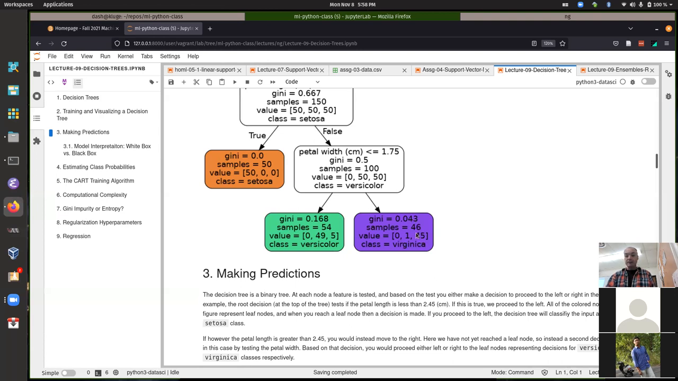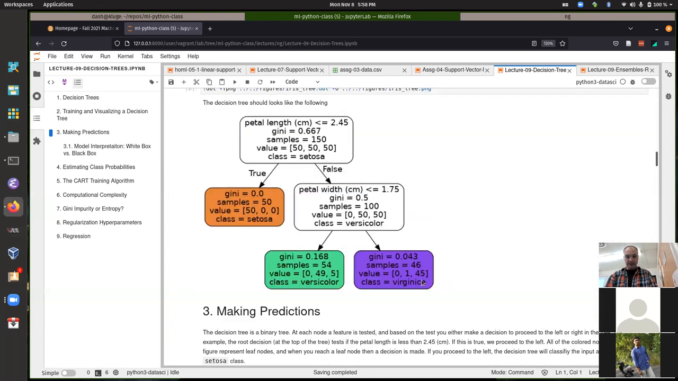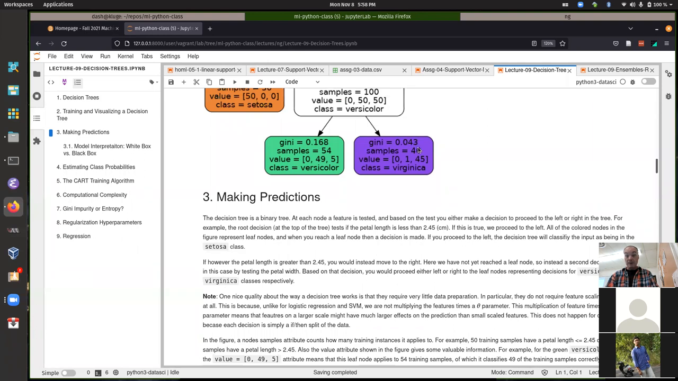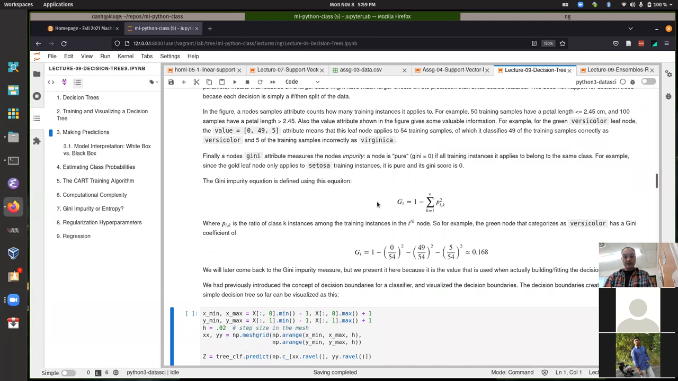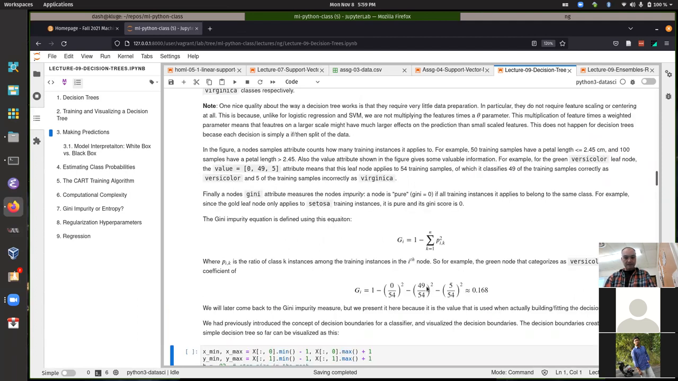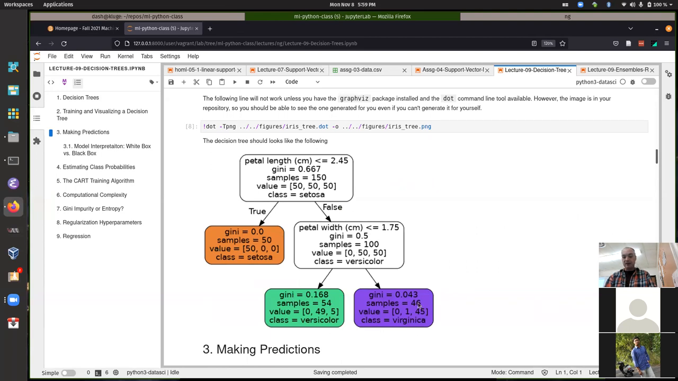This number is in relation to how pure the division is, so the impurity is meant to mean how pure it is that we have divided things up. Here we're predicting virginica, and we had 45 and only one of something else that was non-virginica, so that's going to end up with a really low number. Here it's a little bit higher because we had 49 out of 54, and we had five that weren't versicolor. It doesn't depend on what the correct class is versus the others. It's really just a measure of how mixed these are.